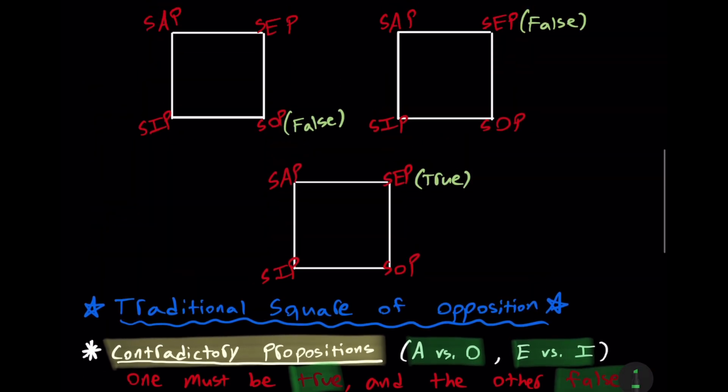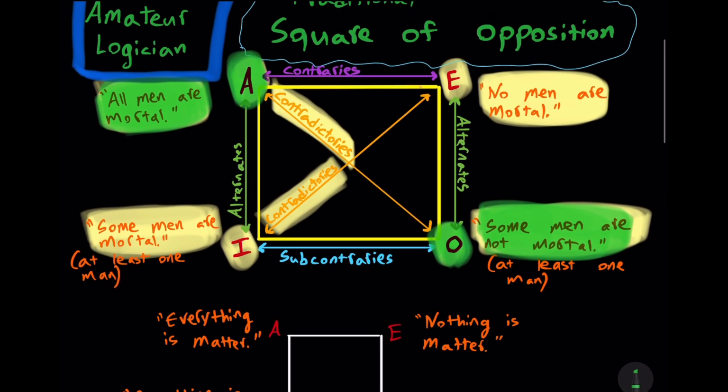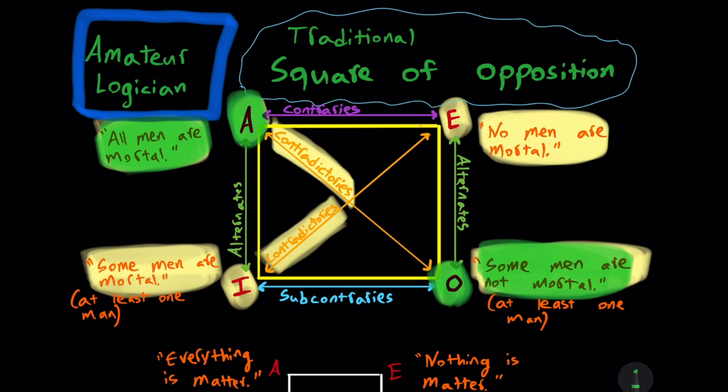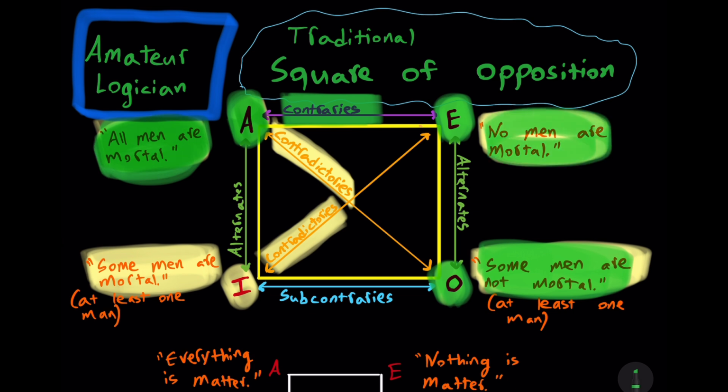We can then think about contrary propositions. It's an opposition of quality with universal propositions. So we're thinking about A versus E. If we consider all men are mortal, once again, and we compare that to no men are mortal, there's no way both can be true. But logically speaking, both may be false.